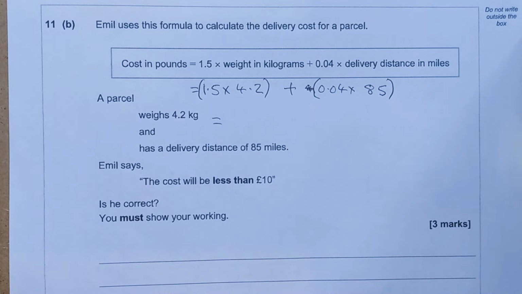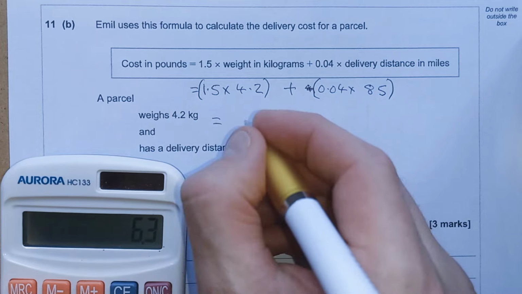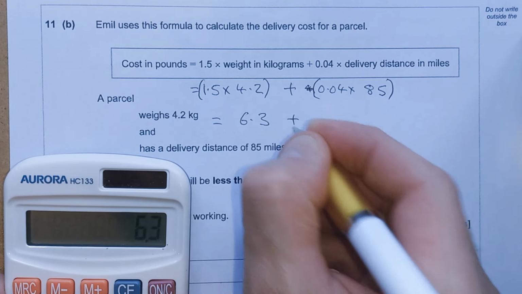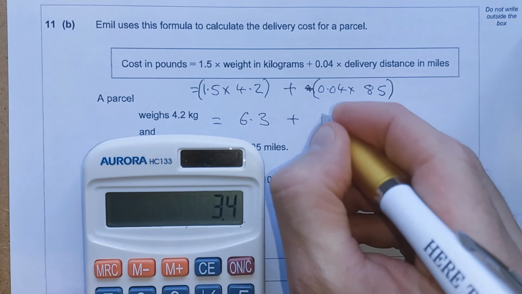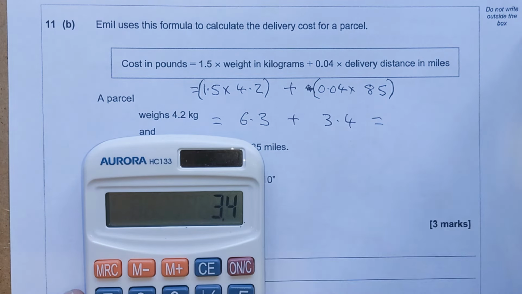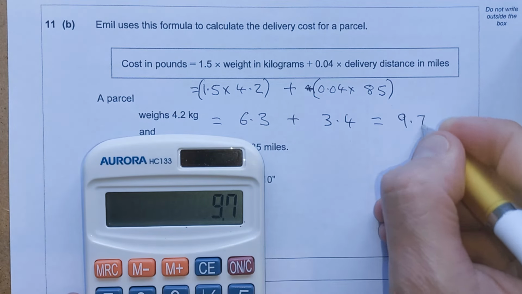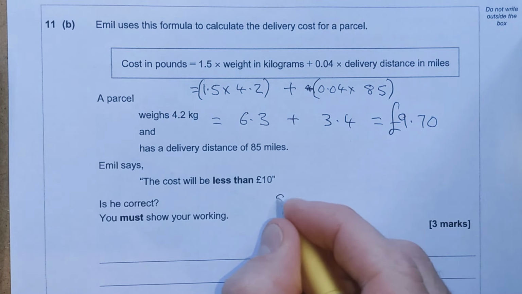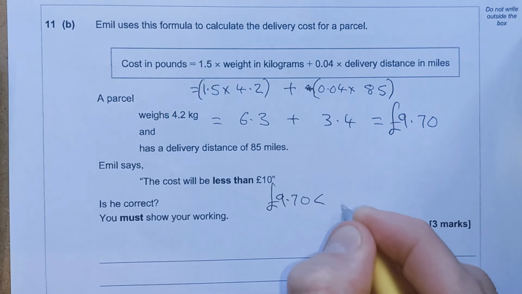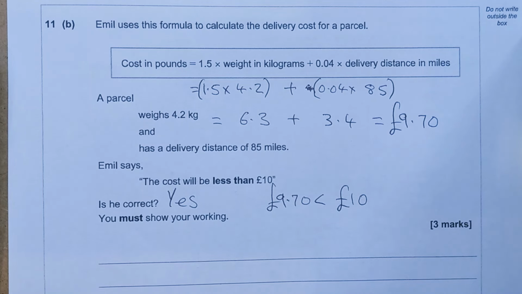Okay, so 1.5 times 4.2 gives us 6.3. And then we're going to add on 0.04 times 85, which is 3.4, which gives us 9.7, or £9.70, and we can say £9.70 is less than £10. Is he correct? Yes, he is. And that's the end of the paper.